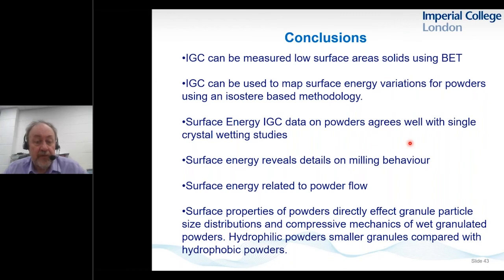The surface energy relates to powder flow, and surface property of powders directly influences the granular particle size distributions and the compressive mechanics of wet granulated powders. And hydrophilic powders give smaller granules compared to the hydrophobic ones.